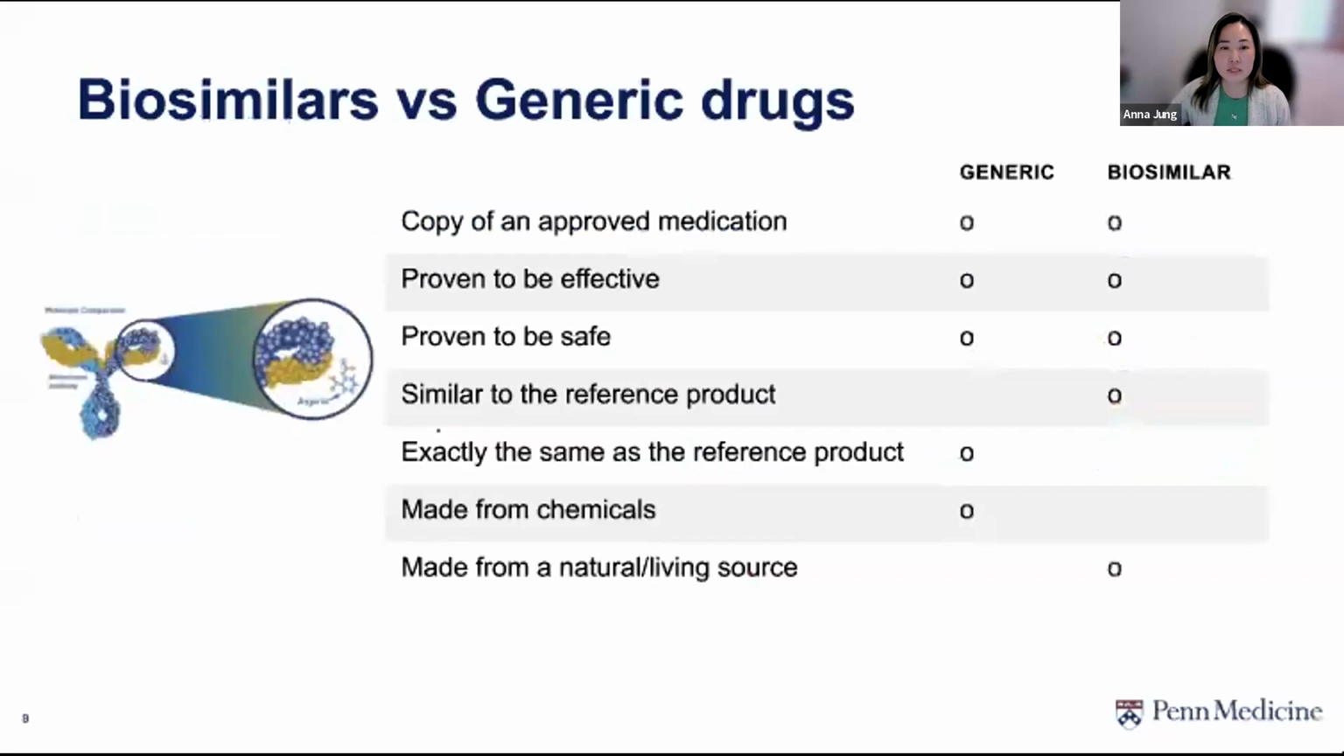So here in this table, I've listed what the similarities and the differences are between a generic and a biosimilar medication. They're both copies of approved medications. They're both proven to be effective and safe. The biosimilar is similar to the reference product. The generic is exactly the same as the reference product. The generic is made from chemicals, and the biosimilar is made from a natural living source.